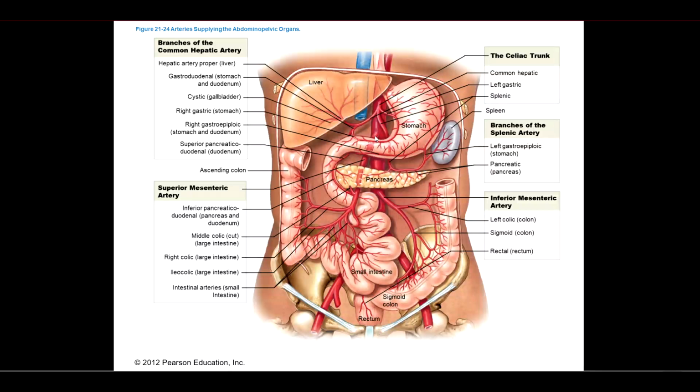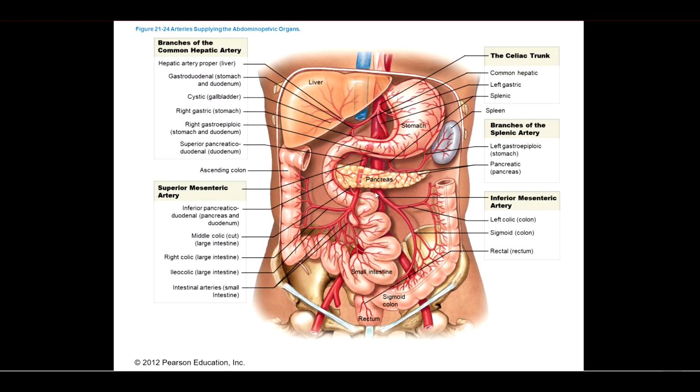Here's the superior mesenteric artery. So if you follow this, this is kind of heading over to the right where it's going to do all of the intestines. This represents all of the intestines. Here's your cecum, appendix, ascending colon, and probably half of the transverse colon. That's going to be all superior mesenteric artery.